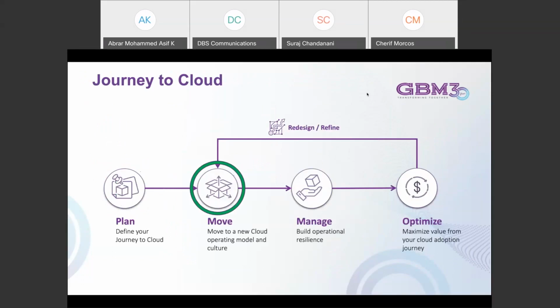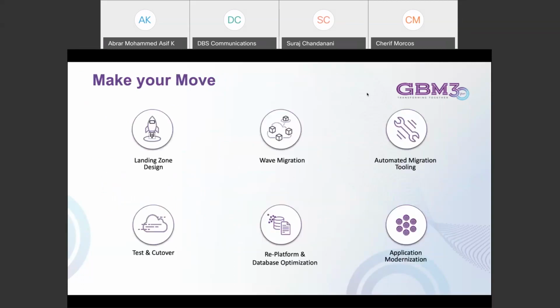Having done your migration planning, next stage is doing the actual move. And as you get into the actual move, there are a number of things that you need to consider as you make your move. One of the first things that you need to look at is the landing zone design. And by the landing zone, I mean the part of the public cloud where you're going to connect your data center to. What exactly needs to be the security posture of that particular environment?